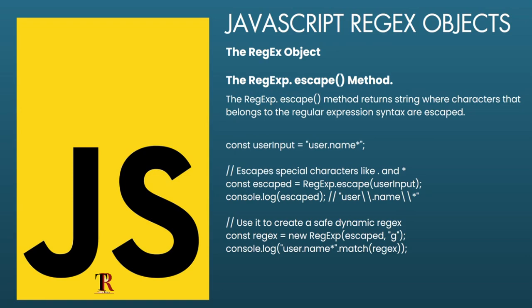The regex escape method. The regex escape method returns strings where characters that belong to the regular expression syntax are escaped. So the regex escape method is one of the regex expression objects. It's a method that returns a string where characters that belong to the regular expression syntax are escaped.